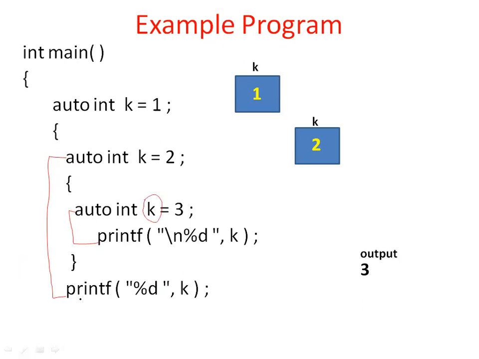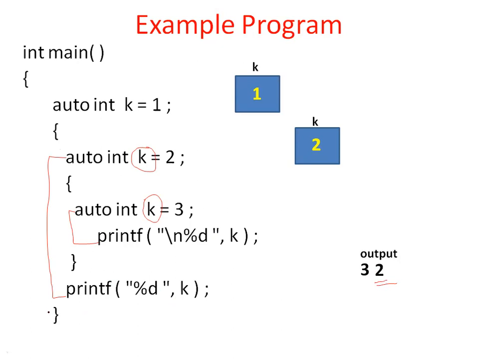Now this printf is within this block. It accesses this k value. So when you say printf percentage d comma k, which k value does it access? The k value defined inside this block. So k is equal to 2 on the output. You can see 2 printed on the output here.